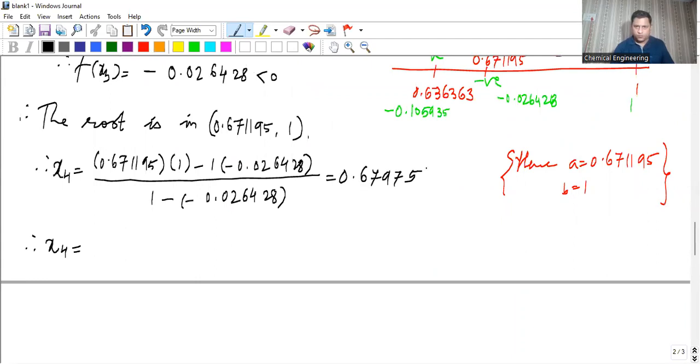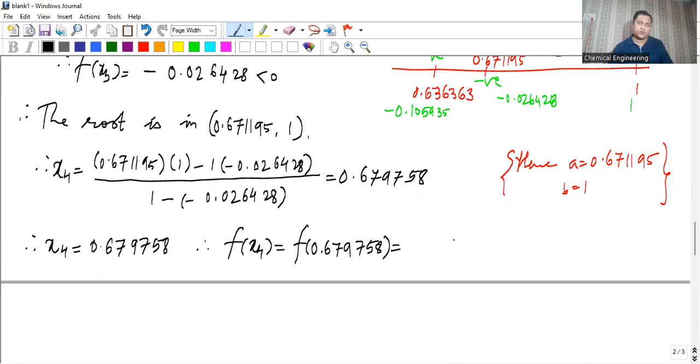0.679758. Good. So x4 is 0.679758, and now we have to calculate the value at this point. So f at 0.679758, what is this value? What is the value we can have?